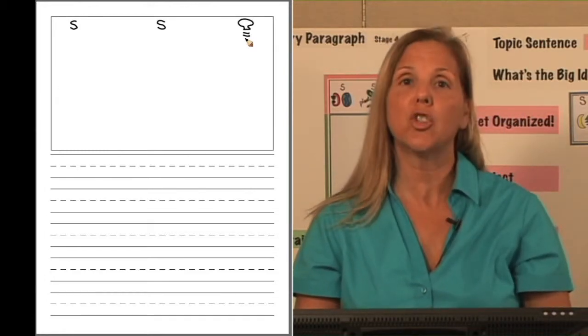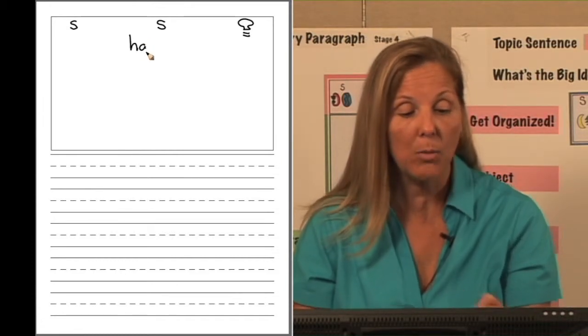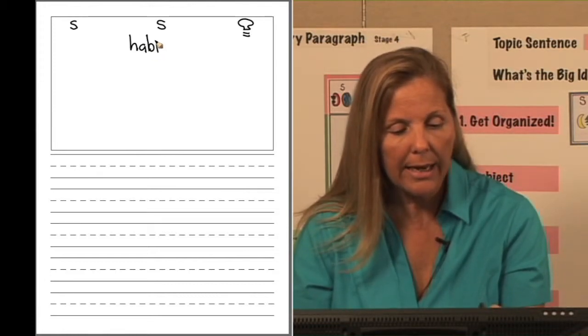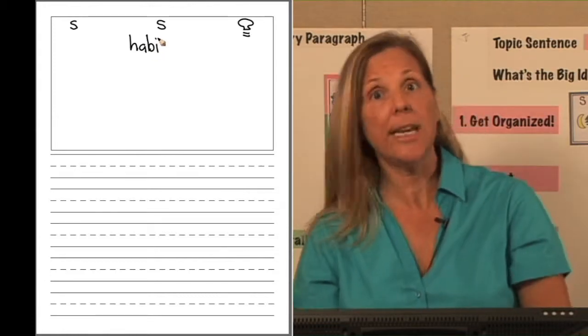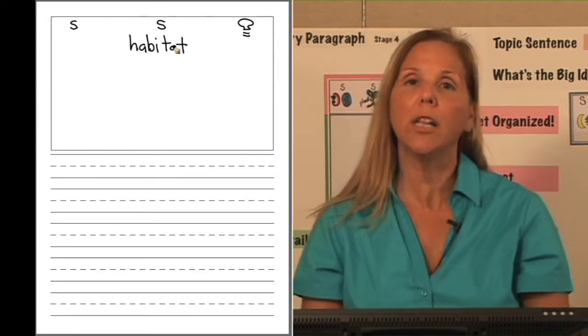Okay, so let's chunk the letters. H-A. Now all the kids go H-A as we write it. B-I. B-I. T-A-T. Ready? T-A-T. Let's write it down. T-A-T. Look how quickly people are writing that.